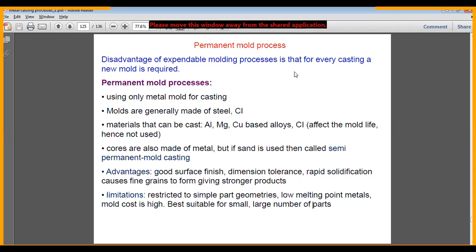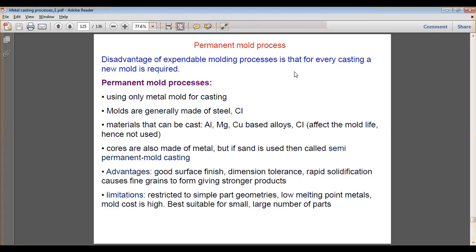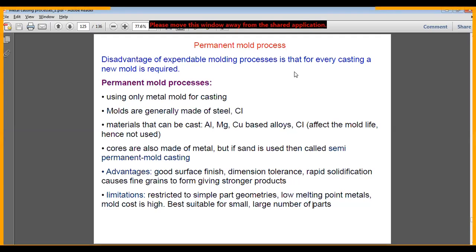But in the case of metal permanent molds, the cooling rate is rapid, and within an hour we can remove the casting. So these are the advantages, and it also gives fine grains to form stronger products. That means we also get stronger strength in permanent molds, whereas in single-use molds we have less strength.